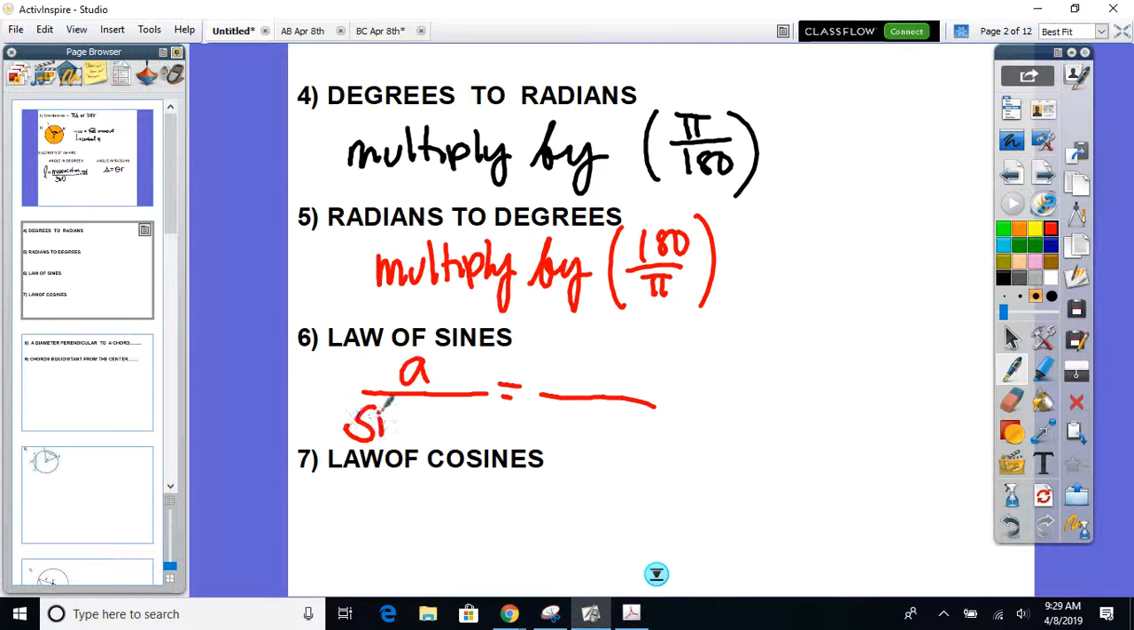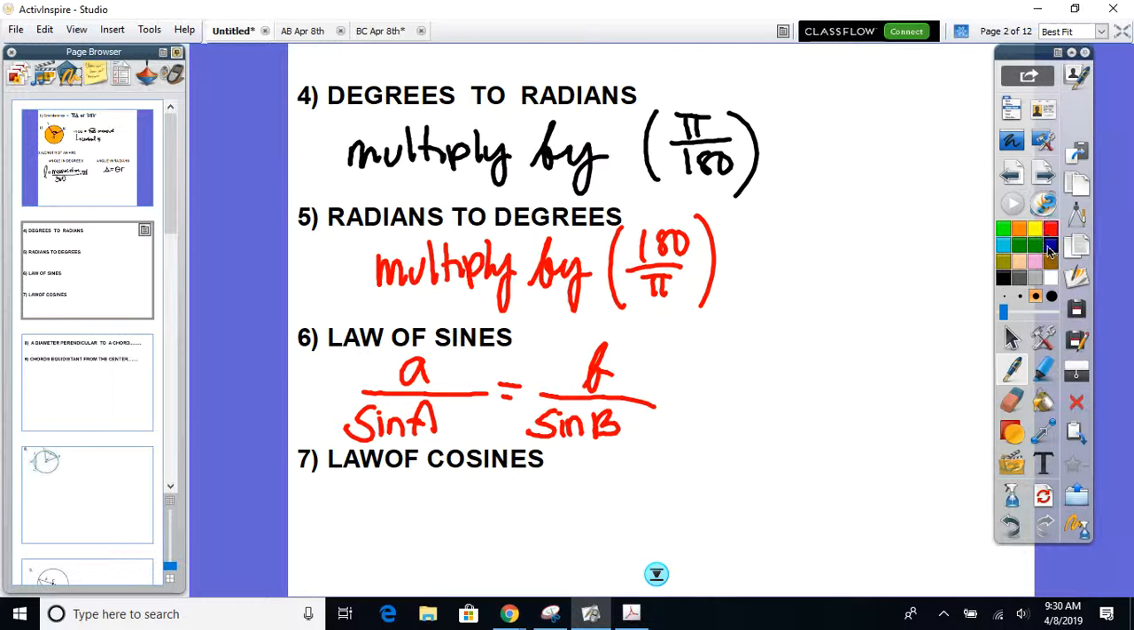Okay, hold on. Quick question. What does A represent? Lowercase a. It's a side length. In the triangle, it's a side length across from the sine of the angle across from it. And then go ahead, finish. And again, lowercase b is a side length. Sine of b is the angle across.